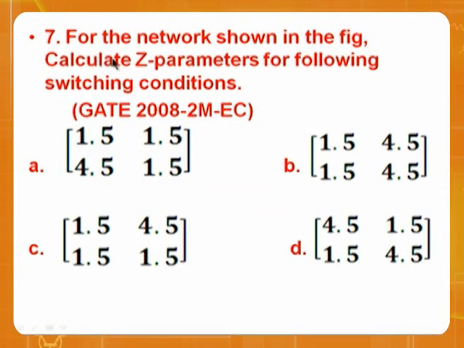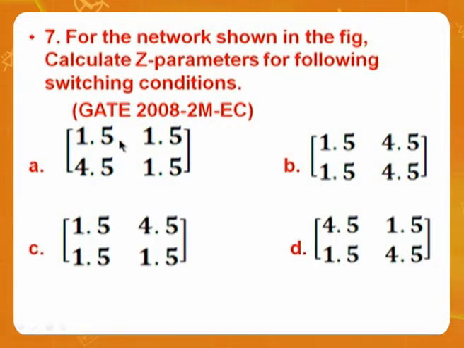Question number 7. For the network shown in the figure, calculate Z parameters for the following switch conditions. Please remember the 7th question and 8th question are linked problems. In the GATE exam, the most interesting and most difficult are linked problems. What's the meaning of a linked problem? The answer of the first problem will act as data for the next problem.